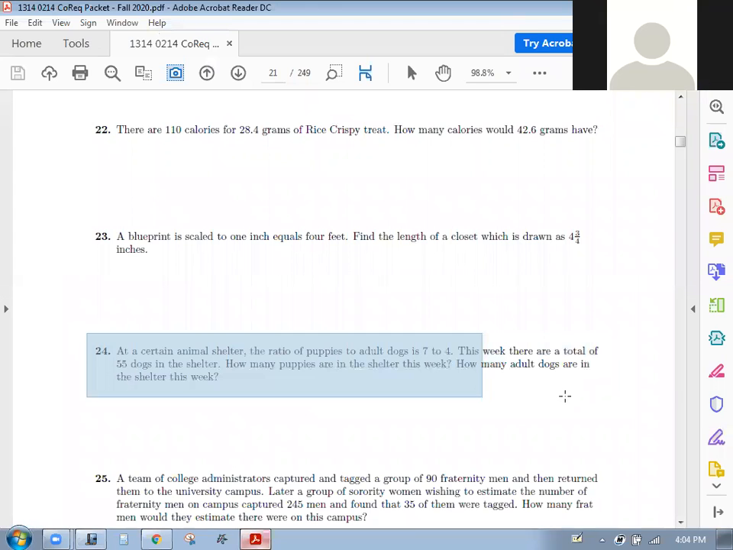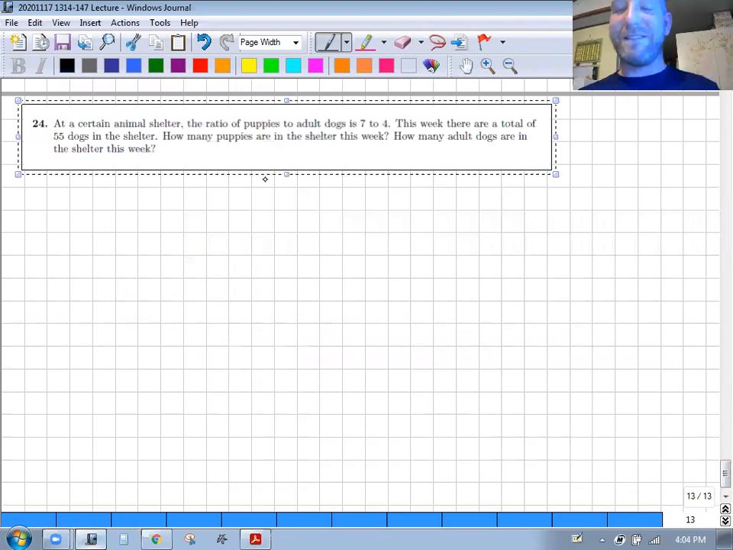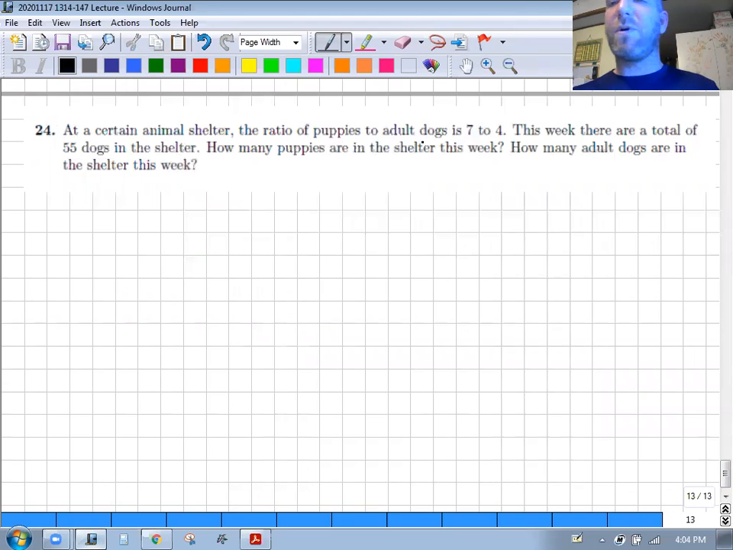All right, yeah, 24 here. At a certain animal shelter, the ratio of puppies to adult dogs is 7 to 4. This week, there are a total of 55 dogs in the shelter. How many puppies are in the shelter this week?